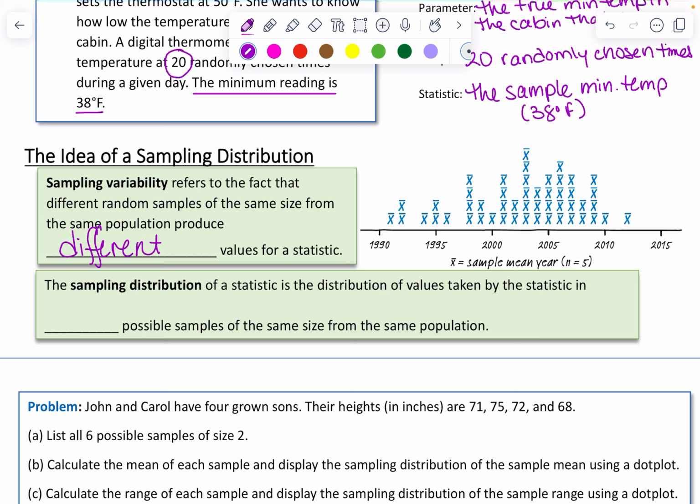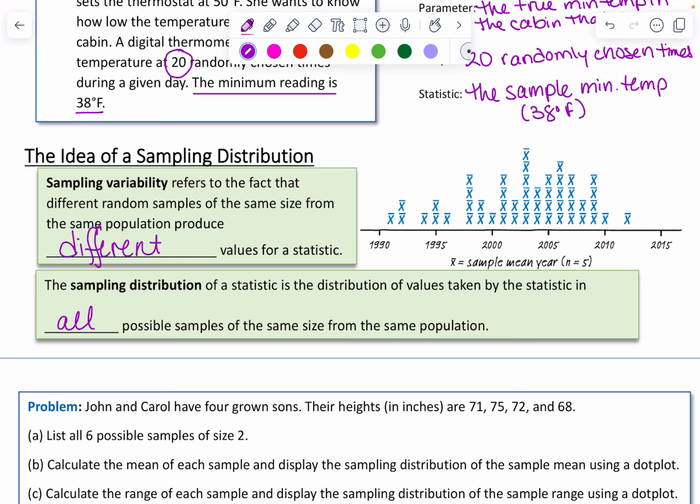Okay, now the sampling distribution of statistics is the distribution of values taken by statistics in all possible samples. Okay, it's supposed to be all possible samples. Now, you're going to see in a second that can get really large. The definition of a sampling distribution is for all possible samples. You get the statistics of every sample possible. I know I'm repeating myself over and over, but just trying to drive it home. It's every possible sample.